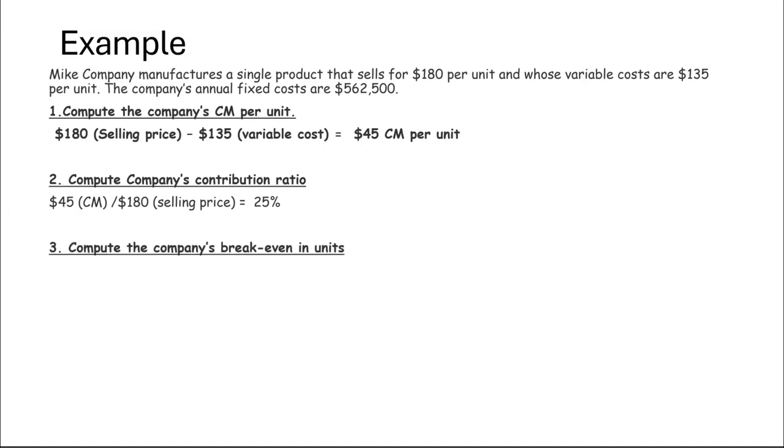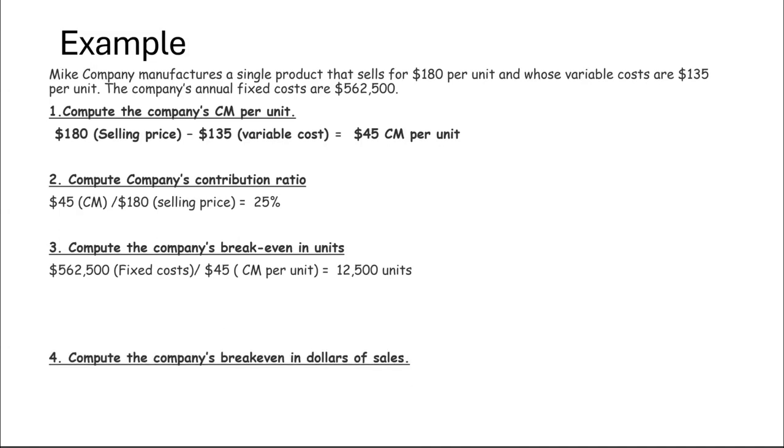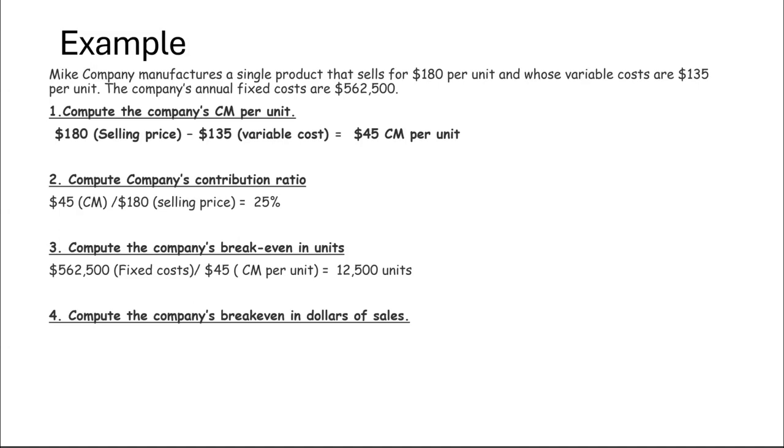Compute the company's break-even in units. It's going to be 12,500. Now, compute the company's break-even in dollars. It's going to be $2,250,000. So again, we use the contribution margin per unit to get units, and we use the ratio to get dollars.